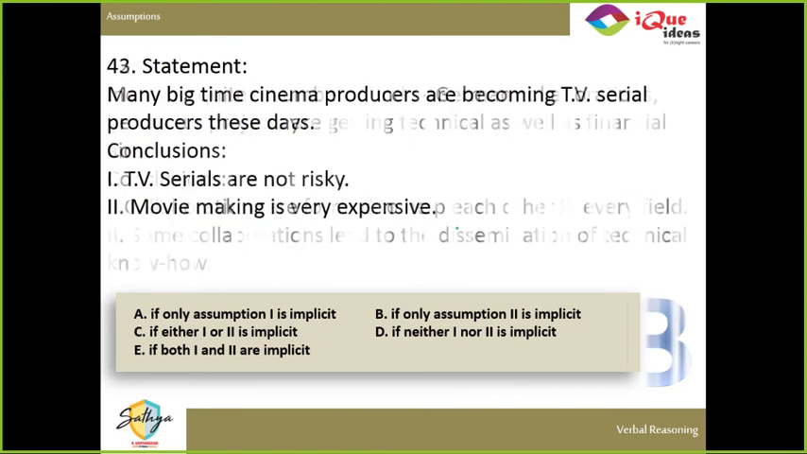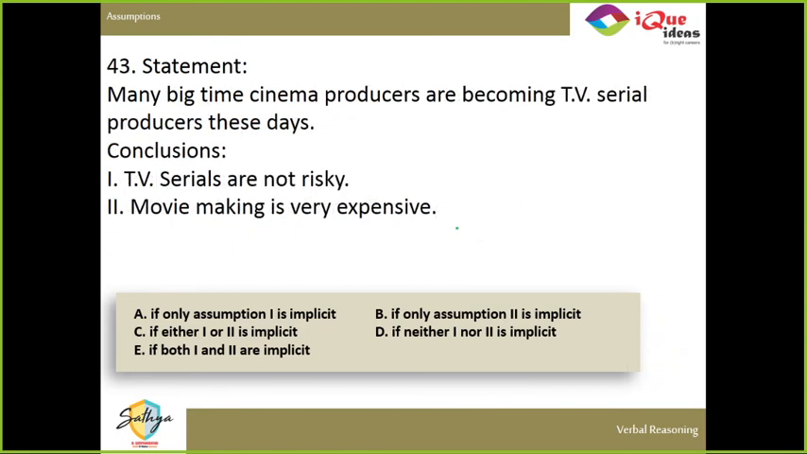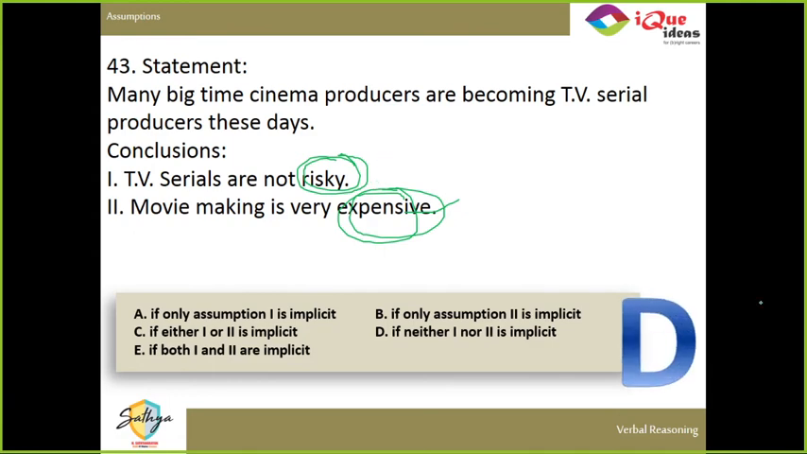Okay. Next one. Many big time cinema producers are becoming TV serial producers. Do I need to assume anything about their risk or expense? No. So neither one of them is technically required. Hope you got that.